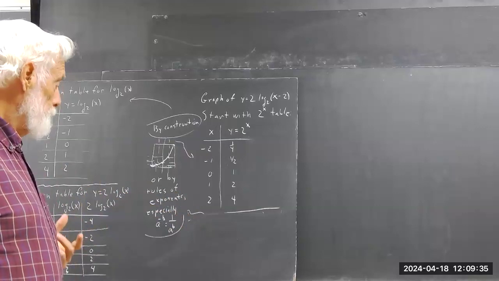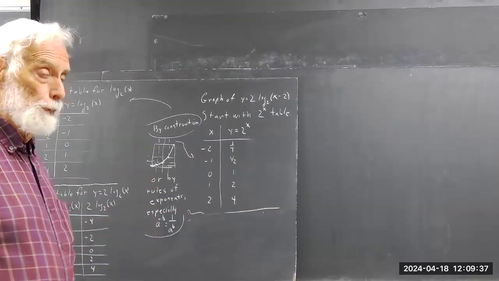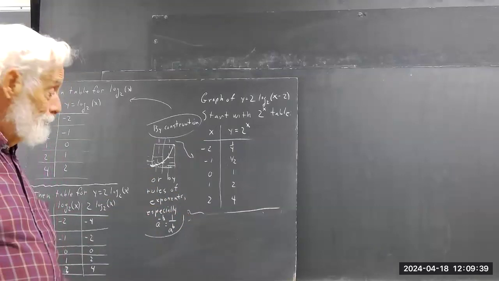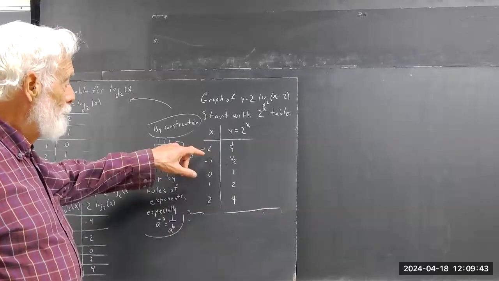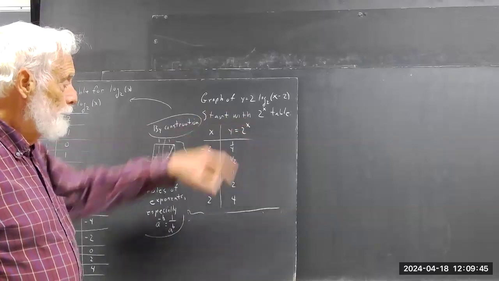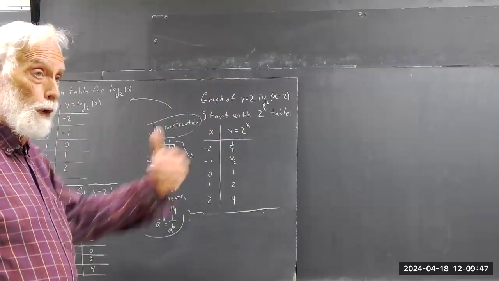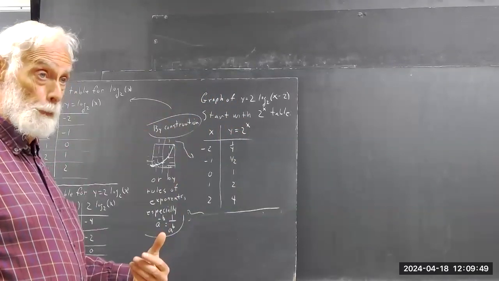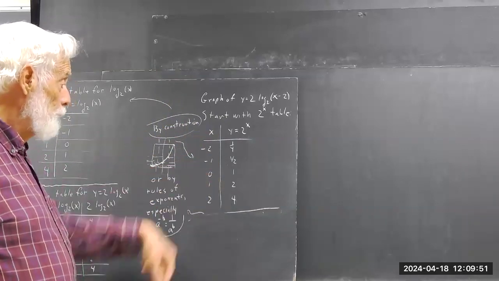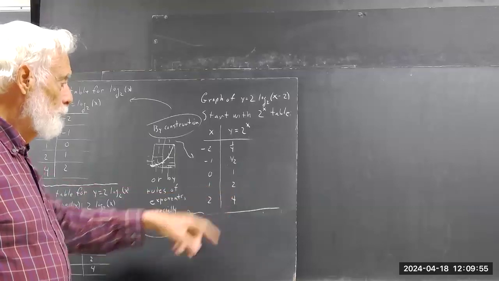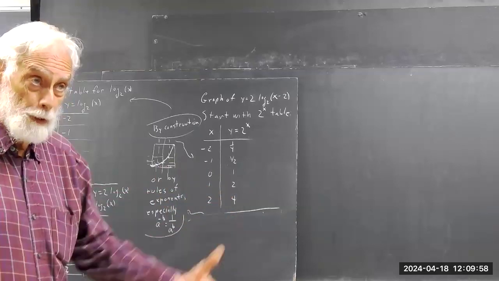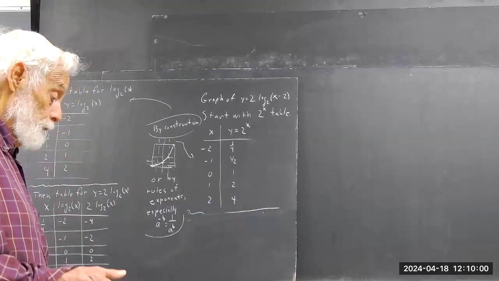Now, we have to understand that that agrees with the rules for exponents. A to the negative b is 1 over a to the b. Well, if x is negative 2, we've got to do 2 to the negative 2, which is 1 over 2 squared, which is 1 over 4, and so forth. And then here, 0 exponent, we get 1, and then 2 to the 1 is 2, 2 squared is 4. Nobody has any trouble with that.